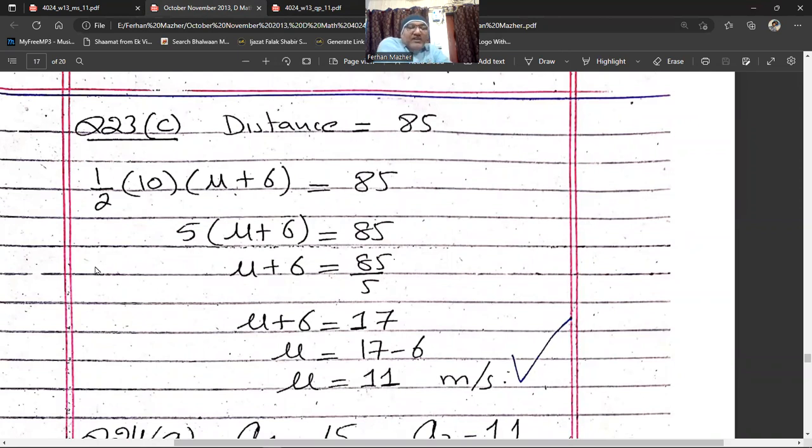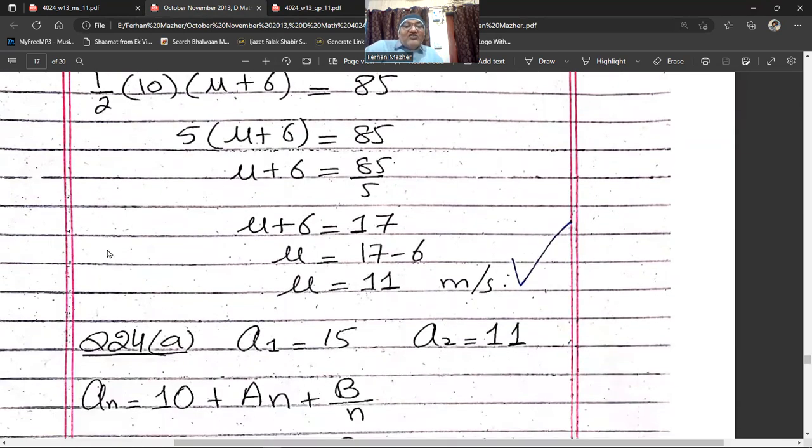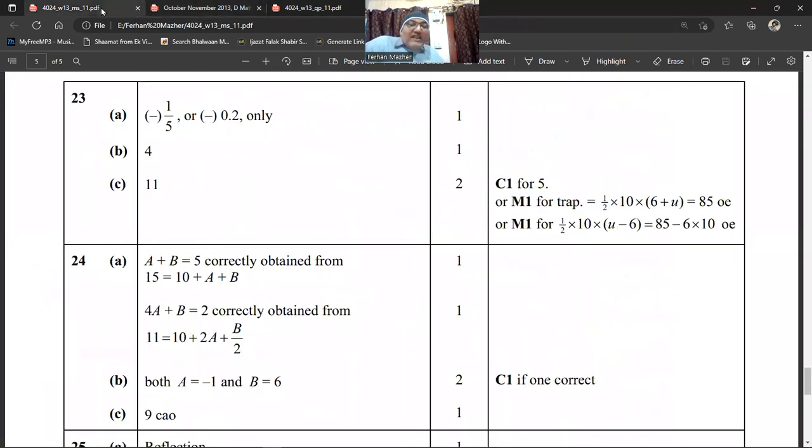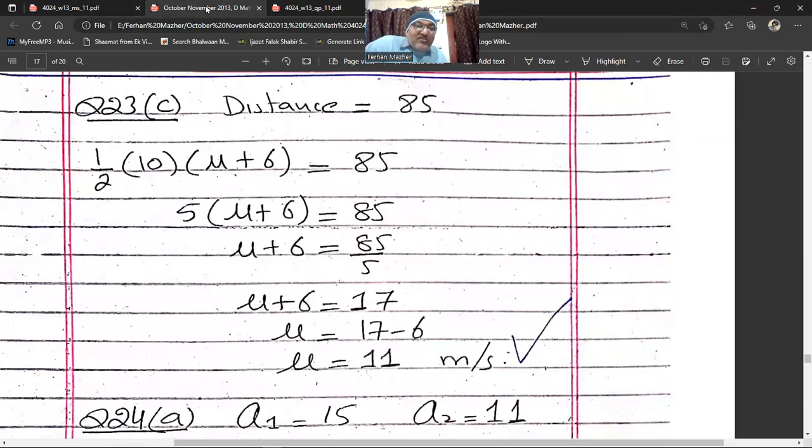The formula is 1 by 2 into 10 into the sum of the parallel sides. So it will be 1 by 2 into 10, and in the other bracket, you will have u plus 6. And that is equal to 85. So 5 into u plus 6 is equal to 85. So u plus 6 is equal to 85 divided by 5. So u plus 6 will be equal to 17. So u will be equal to 17 minus 6, and that will be 11. So U is equal to 11 meter per second. That answer is right. I hope you understand how this is done.